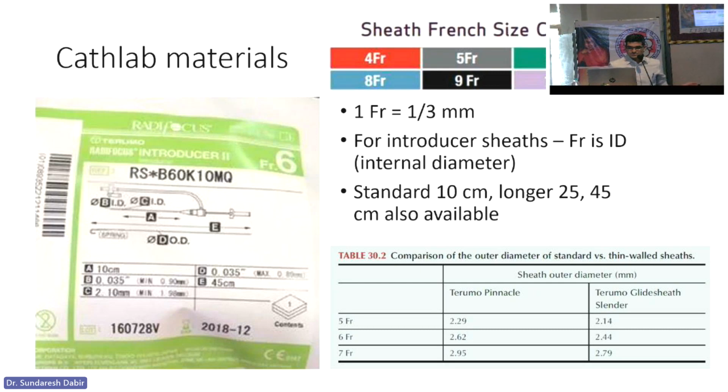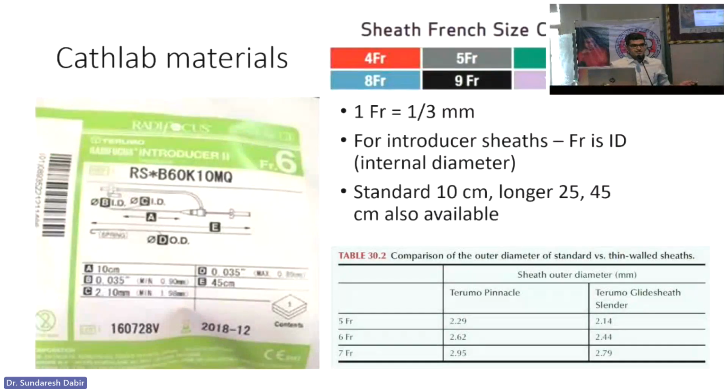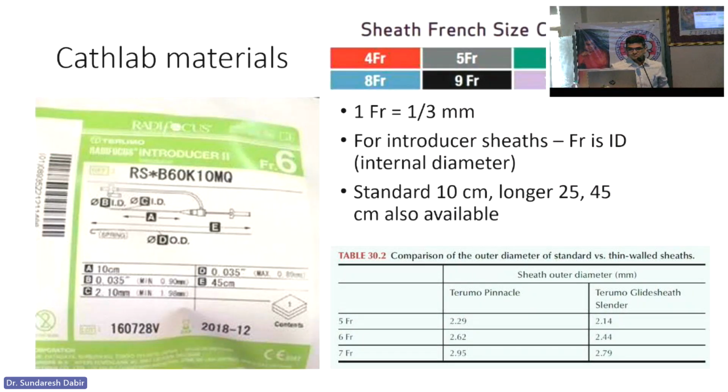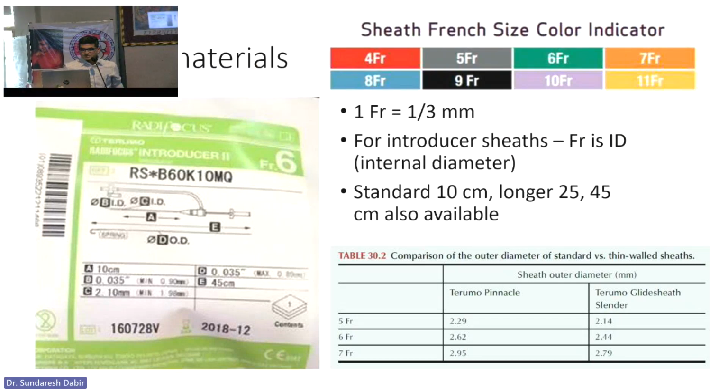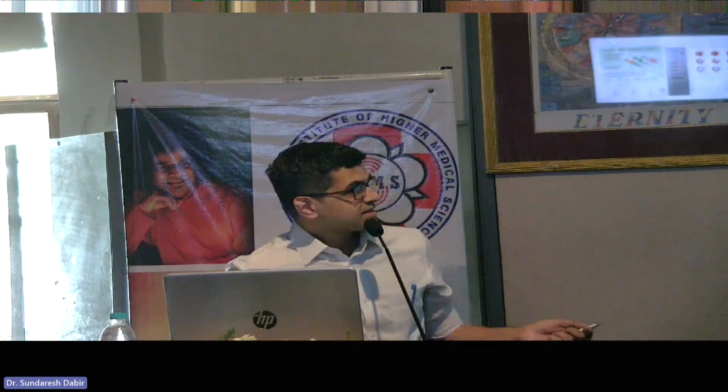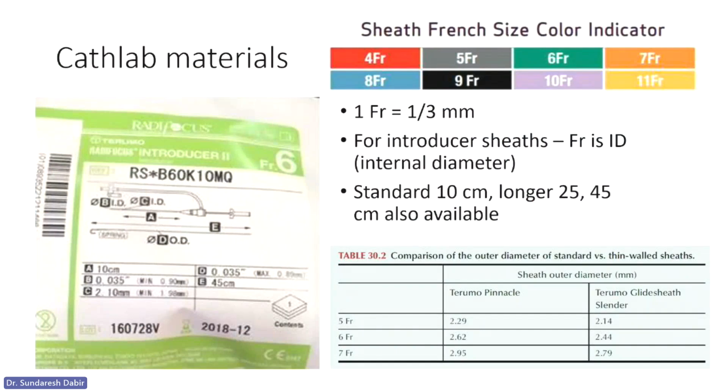Okay, so 1 French is 1/3 mm, and for introducer sheaths, whatever French gauge we are giving is the internal diameter. Outer diameter is more. Okay, and so these are how sheaths are, and this is for a sheathless guide system. If you want to do radial interventions with large bore access, you want to take 7 French and all that, so you can do radial.